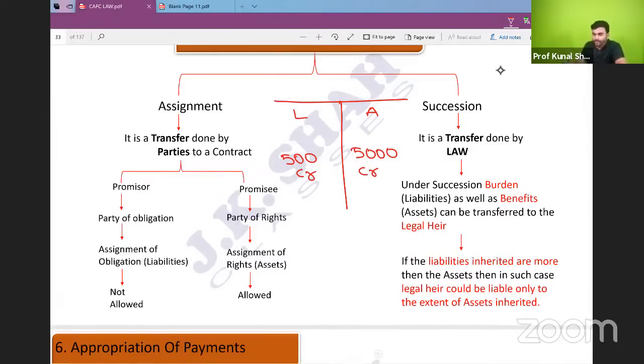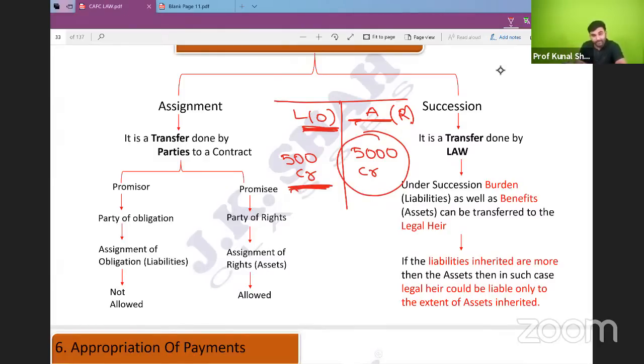I have died. The moment I die, can I say all these assets will be transferred to my legal representative? Yes. So if my legal representative is taking away rights from me, then that legal representative will also have to take obligations from me. So that 500 crores of obligation will also get transferred to my legal representative. So succession of rights is allowed, succession of obligations is also allowed. But what is the maximum liability I can transfer to my legal representative? The maximum liability I can transfer to my legal representative is the maximum assets I had transferred to him.